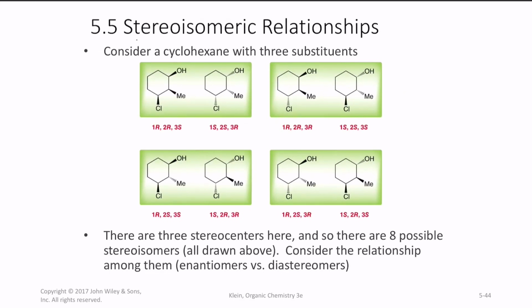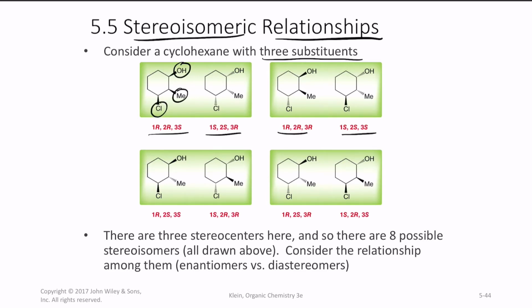Next, let's talk about stereoisomeric relationships. Consider a simple cyclohexane that has 3 substituents. With 3 substituents, you can draw up to 8 different stereoisomers, because there are 3 stereocenters here, so the total number of possible stereoisomers is 8.